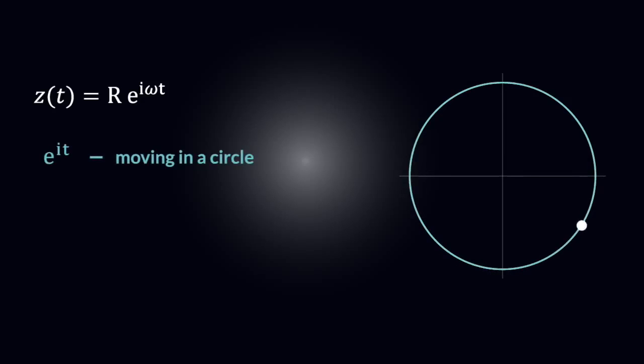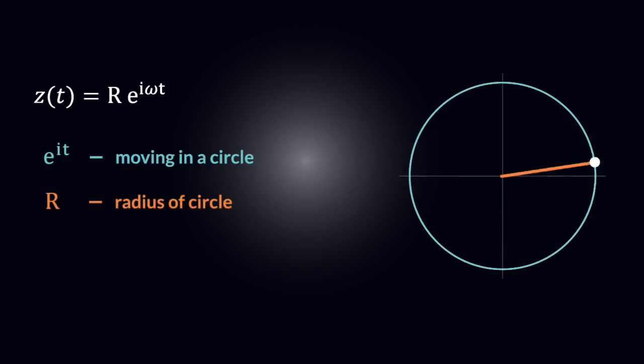In math, orbiting around in a circle can be represented as the orbit is equal to r times e to the i omega t, where e to the it represents moving in a circle. The Greeks in their theory, though, had circles of different sizes and rotation speeds. This is where the other variables come in.